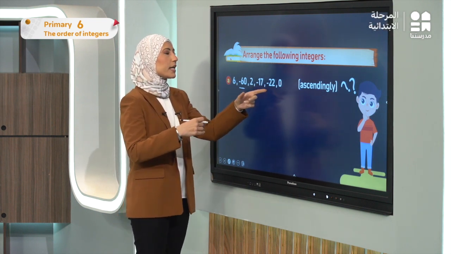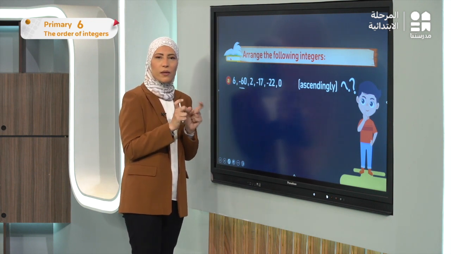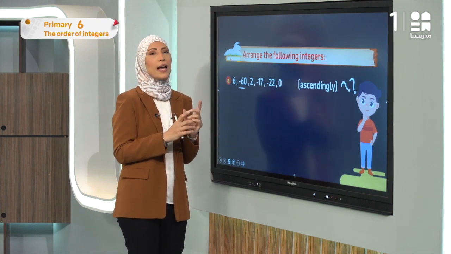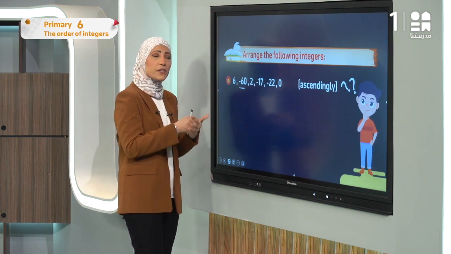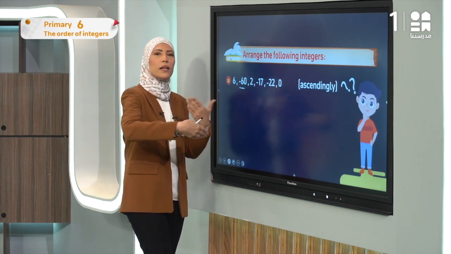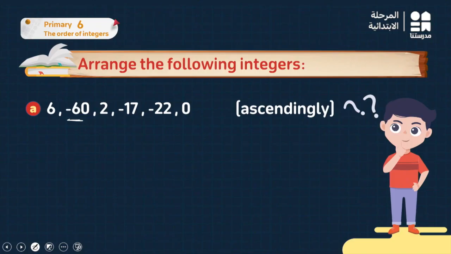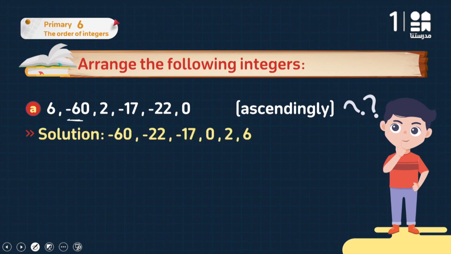Then negative 22 or negative 17? Of course negative 22. Be careful, the negatives confuse this part a bit. 22 is bigger, but it's negative. So for negative integers, the bigger the number value gets, the smaller the integer is. So negative 60, negative 22 and negative 17. Then I will go on to write 0, 2 and 6. My answer is supposed to be negative 60, negative 22, negative 17, 0, 2 and 6.